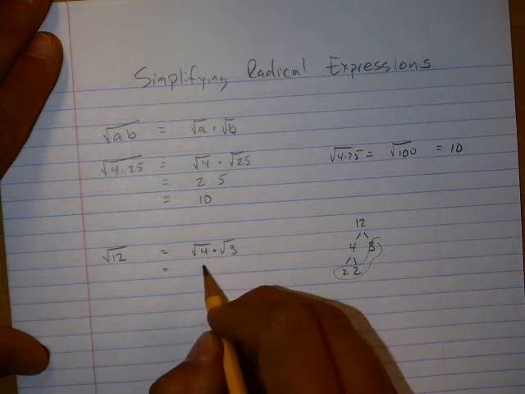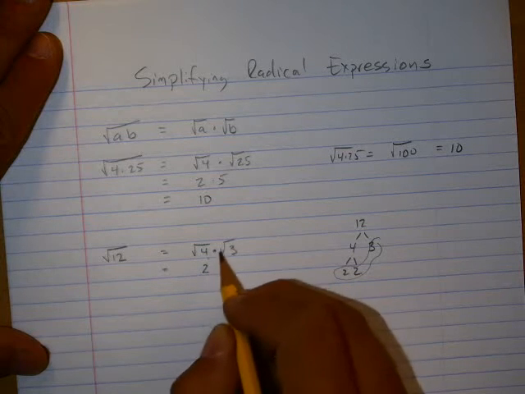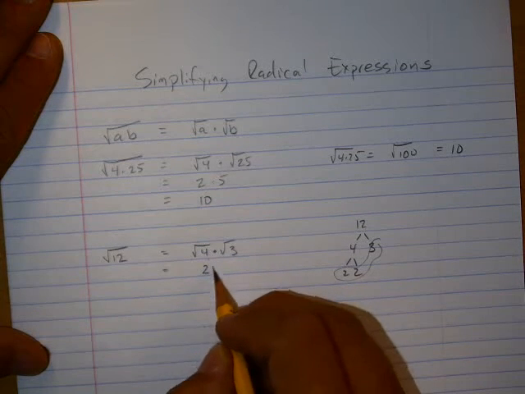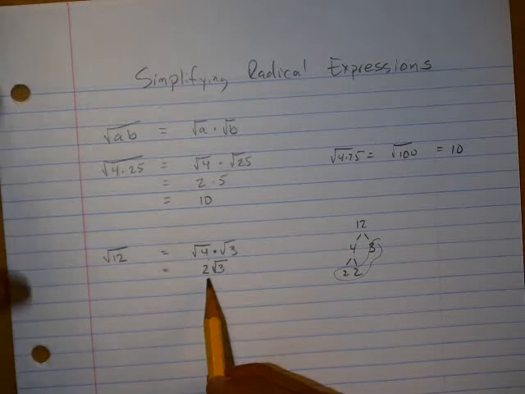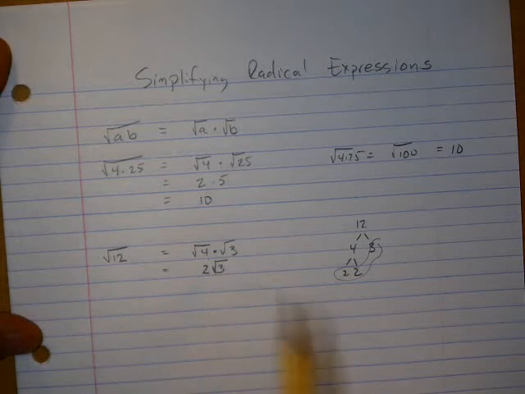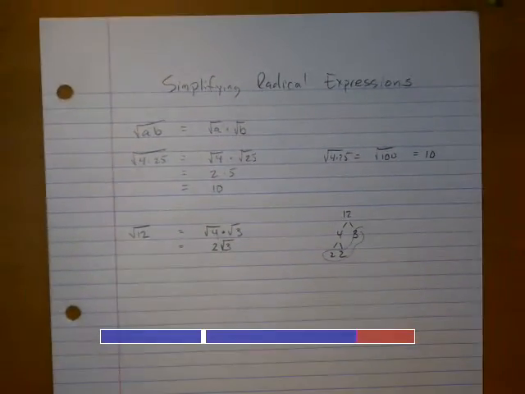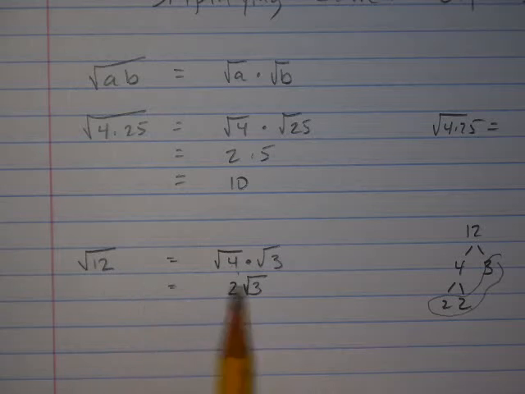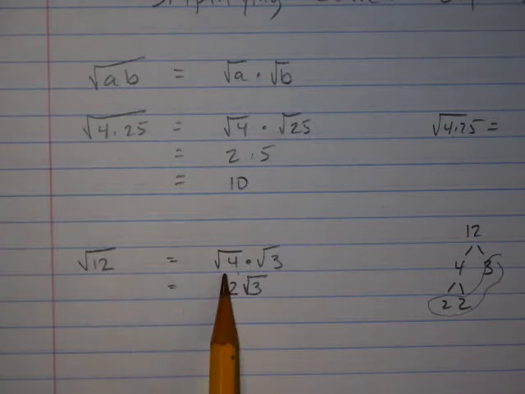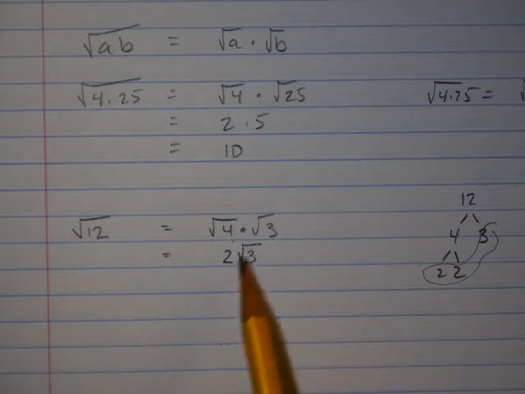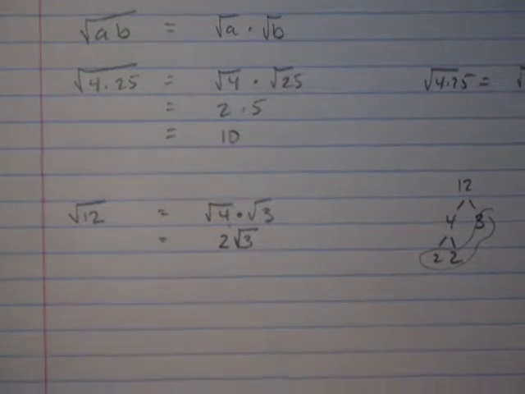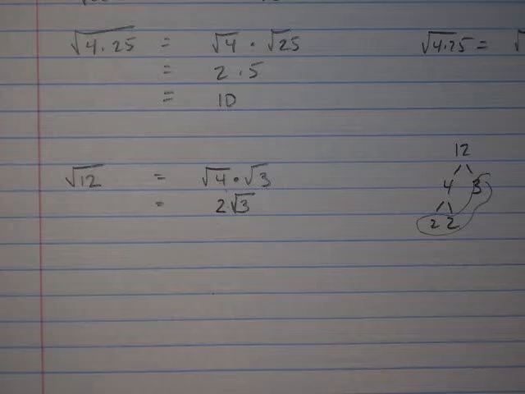4 here. Well, I know that's 2. We don't have to put the dot when we're doing multiplication. It's implied when the number in front of the square root is just multiplied together. So this guy simplifies: the square root of 12 is equal to the square root of 4 times the square root of 3. Square root of 4 is 2 times radical 3. Okay? Now let's take a look at another one.